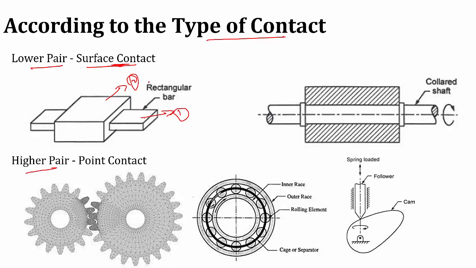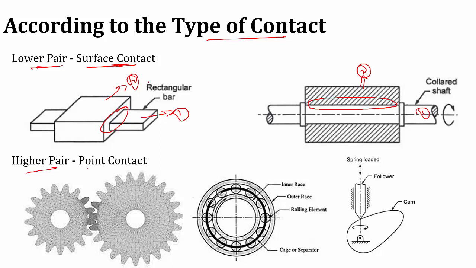Here you can see that the bar is sliding inside the hole. Here the contact is a surface contact. That is why it is called a lower pair. And here you can see that the link 1 shaft is revolving inside the link 2 hole. Here also the contact is a surface contact. The two surfaces are in contact. That is why it is called a lower pair.